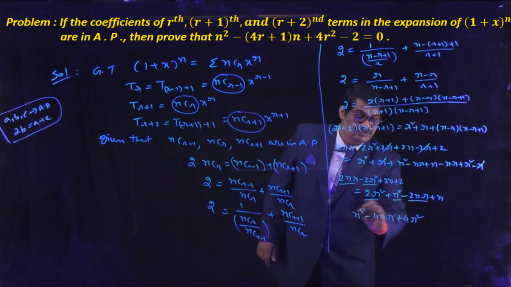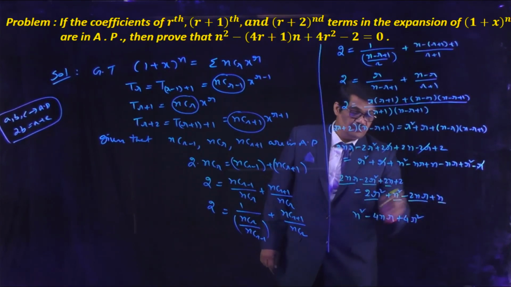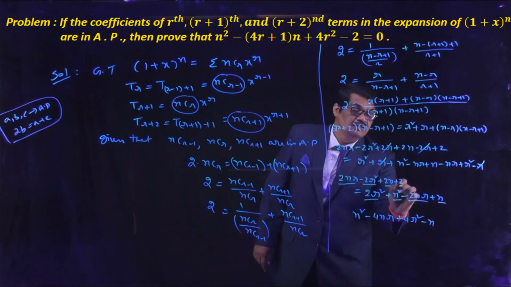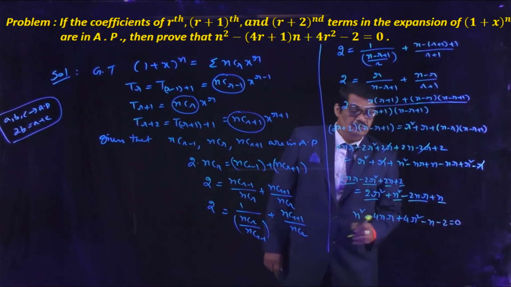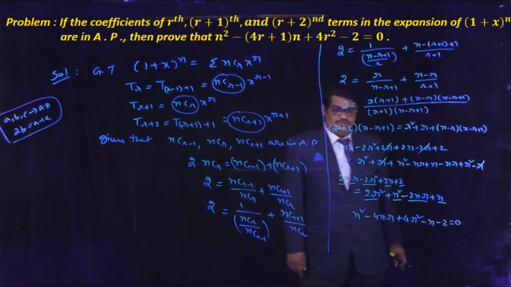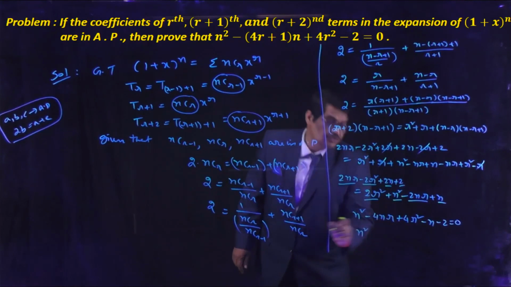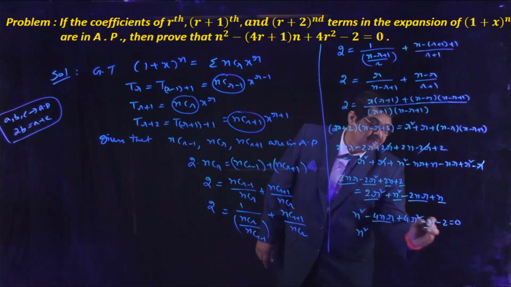Here we are writing n square. Okay, next the remaining 2n, here 2n, here n. Now n minus 2n is minus n. This 2 is moving to this side, then minus 2 is equal to 0. Now we are writing here n square, so minus 4nr, and here minus n.